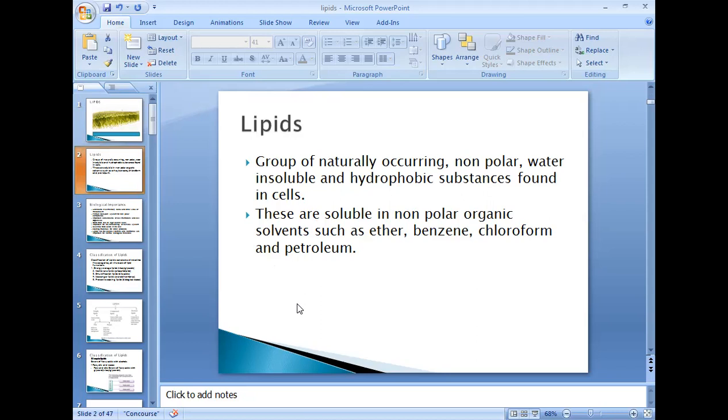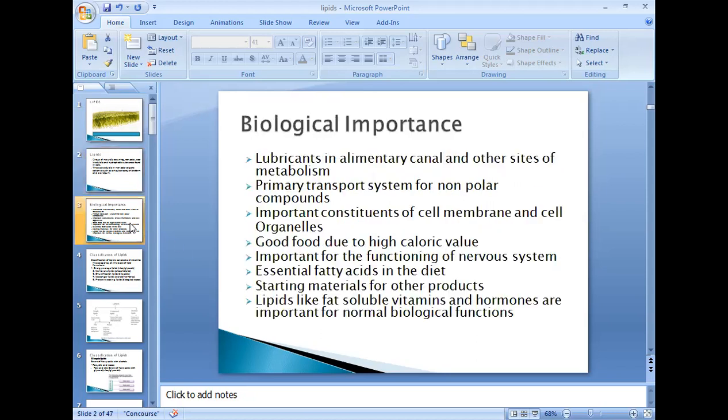These compounds are very important regarding the biological functions. They act as lubricants in alimentary canal and other sites of metabolism. They are also important for transport system of non-polar compounds as these are hydrophobic in nature. They are also important constituents of cell membrane and cell organelle such as phospholipids. They are good food due to high calorie value and they are also important for various functioning of nervous system.